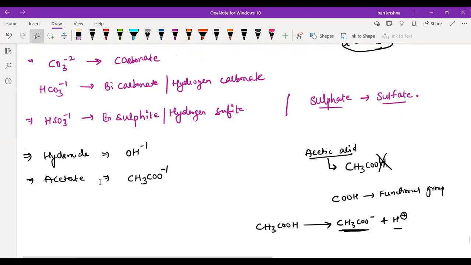Yes, sir. This is the thing you have to remember compulsorily. If someone asks, it is not like that. If you remember it, you can solve the problems.